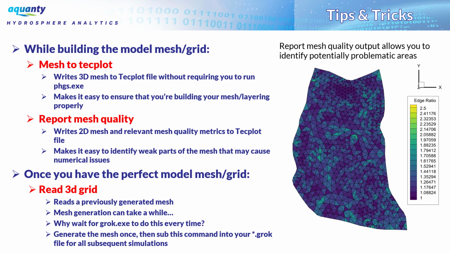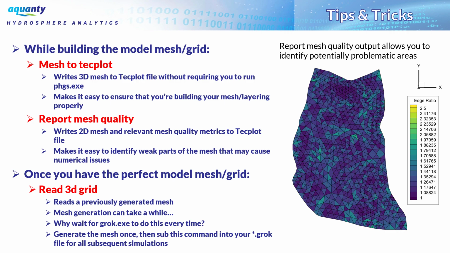The report mesh quality command also will allow you to visualize potentially weak spots in your model mesh. So in this image on the right, the dark purples are triangles that are very close to equilateral, whereas these green triangles are kind of the low quality elements within this model. So these are going to be the weak points in your model.